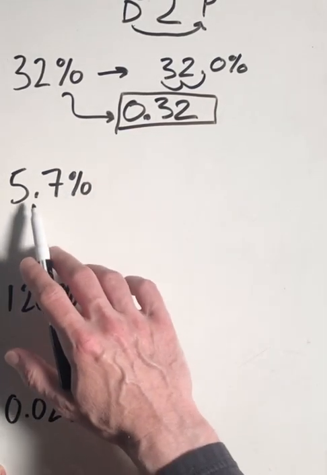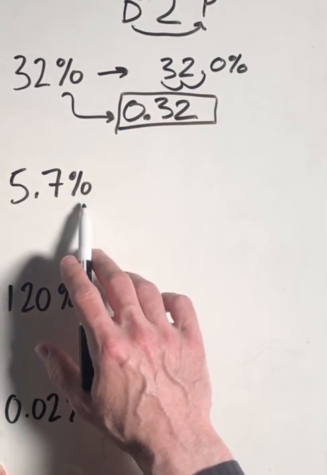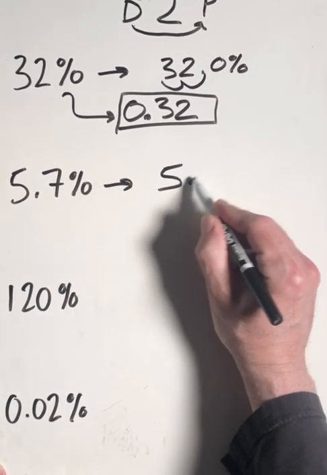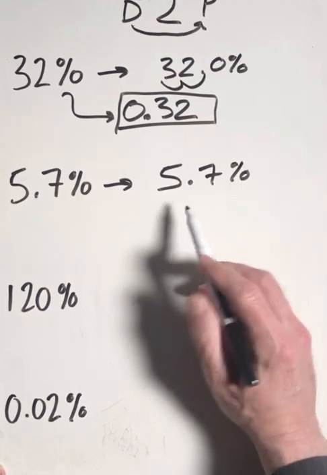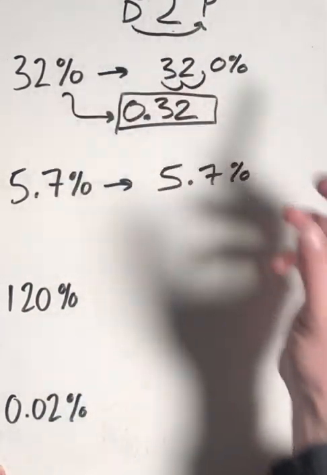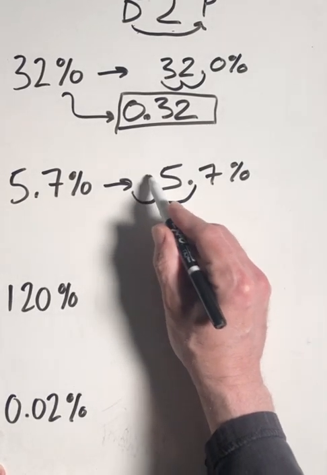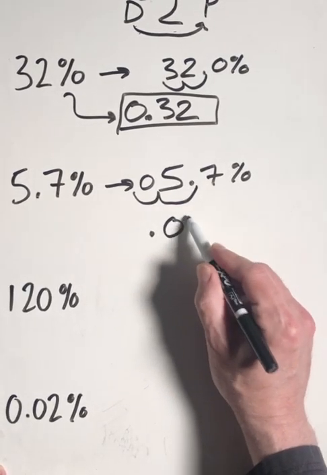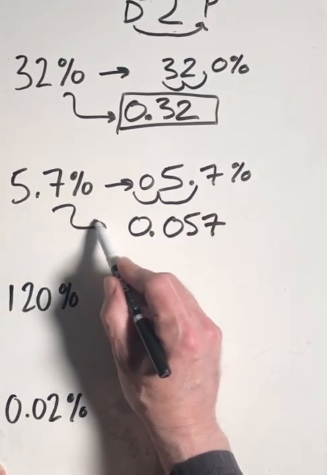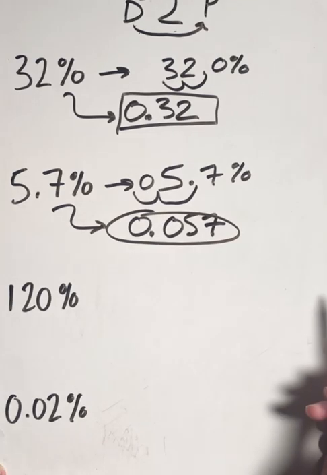We can do the same thing here, even though there's a decimal in our number, because there's a percent sign. This is a percent, and it is 5.7%. And if we want to go from a percent to a decimal, we have to move the decimal point 2 places to the left. So 1, 2, so 0.057 would be 5.7% as a decimal.